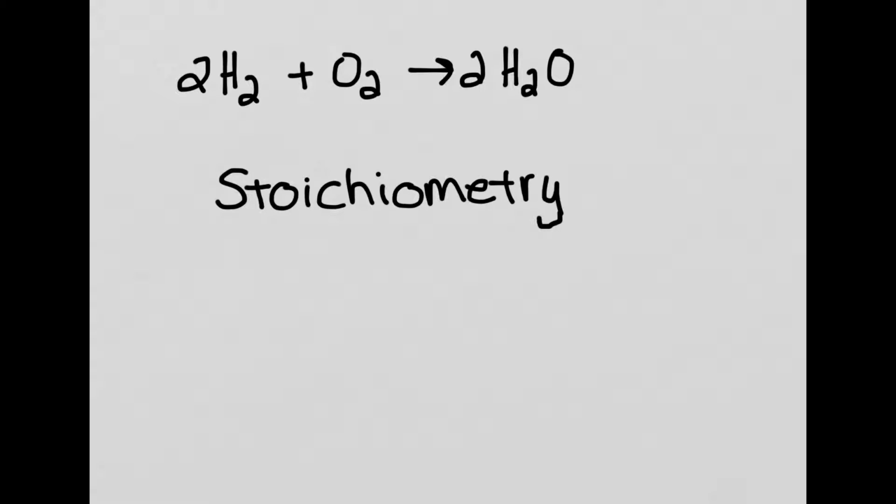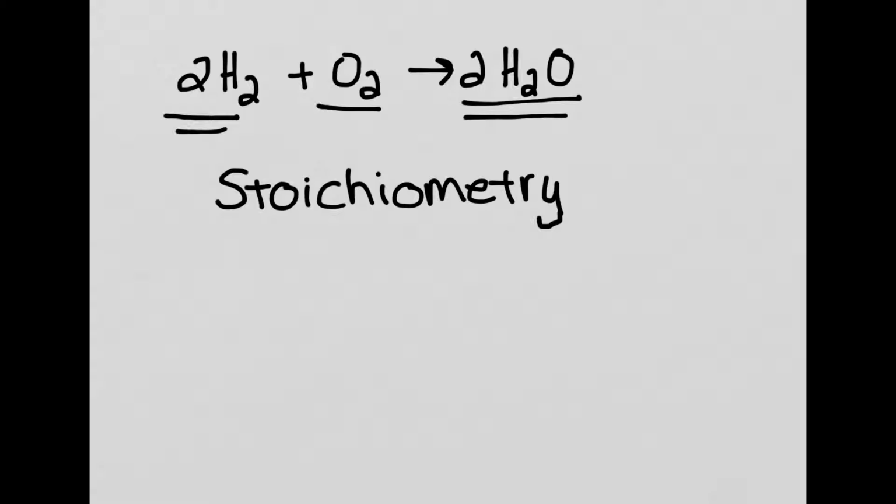The coefficients in the chemical equation show us the ratio of elements in the chemical equation. And remember, chemists would rather talk about moles than molecules. So we're going to talk about moles. That means that 2 moles of hydrogen gas react with 1 mole of oxygen gas to make 2 moles of water.